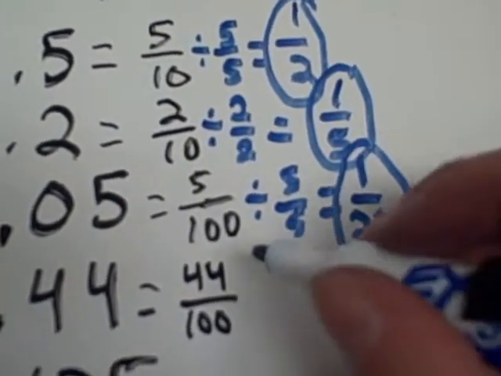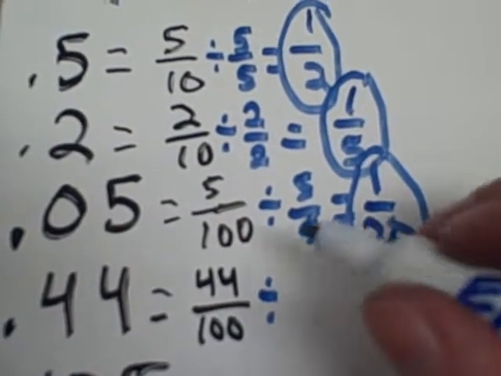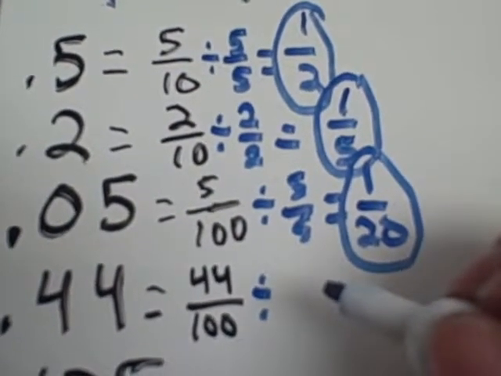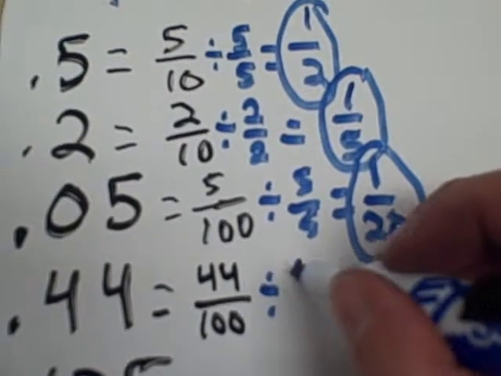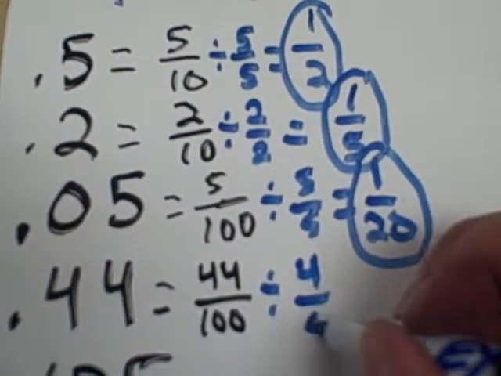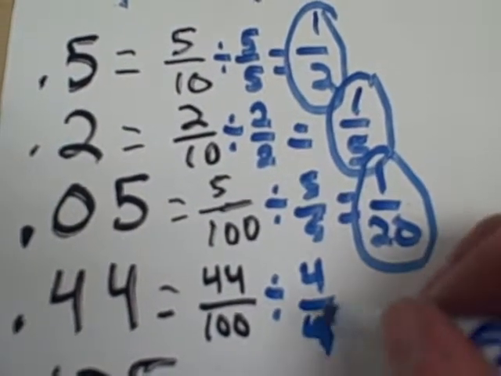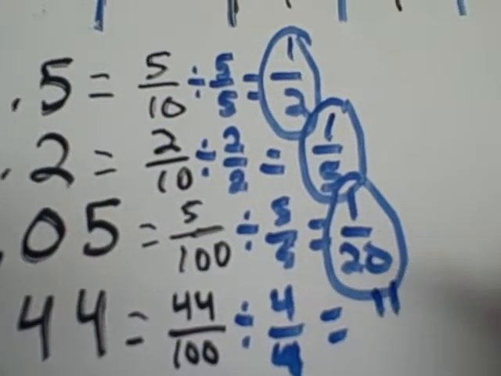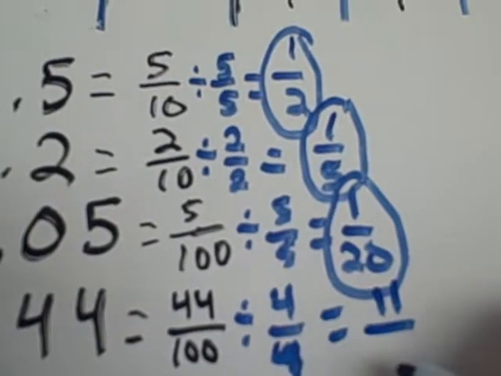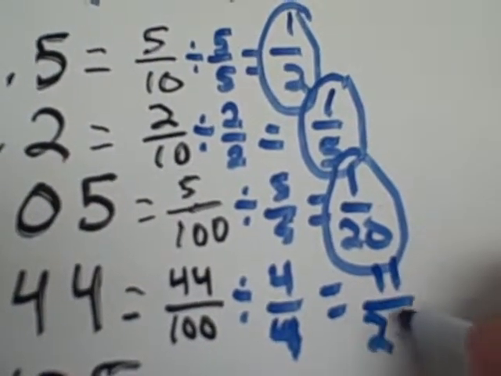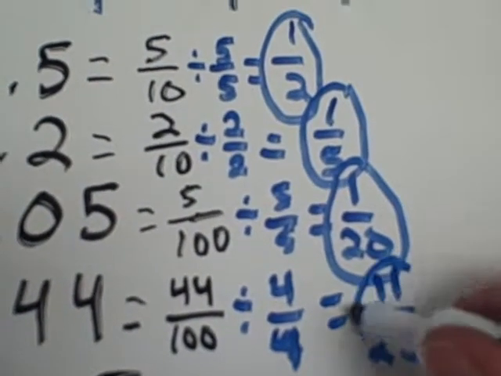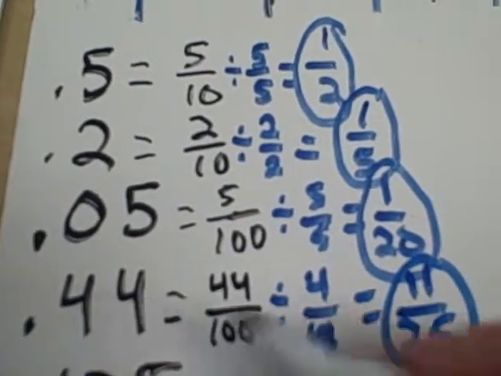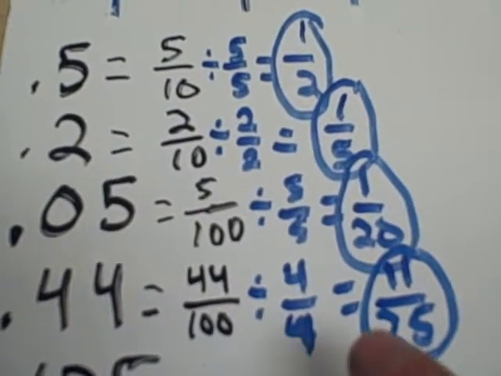Now if you look carefully at this, you can simplify that. You can divide 44 and 100 by, let's try 4. See what happens. Oops, 4 on one side, 4 on the other. 44 divided by 4 is 11, and 100 divided by 4 is 25. So my new fraction, which is equivalent to 0.44, is 11/25.